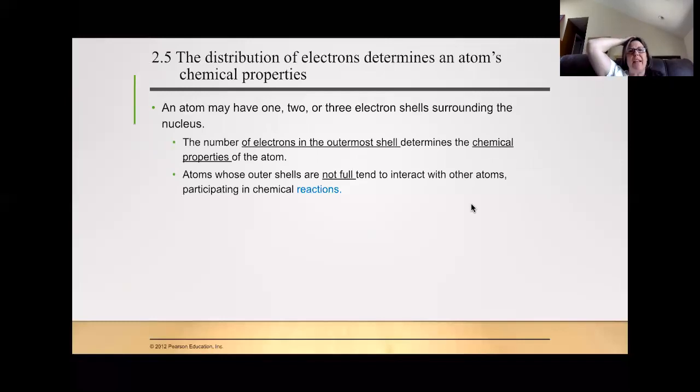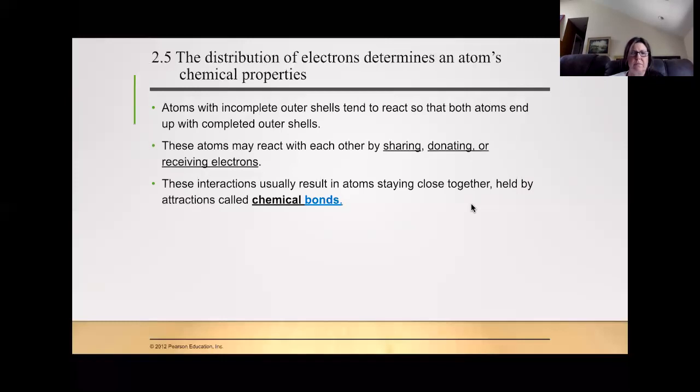We call these valence electrons, and I'll get a little bit more into those. The valence electrons are electrons in that outermost orbital. Those are the ones that are involved in bonding. Those are the shells that are not full. All right, so they want to fill those shells in order to be stable. The atoms that have full outer shells are referred to as the noble gases, and they do not react.